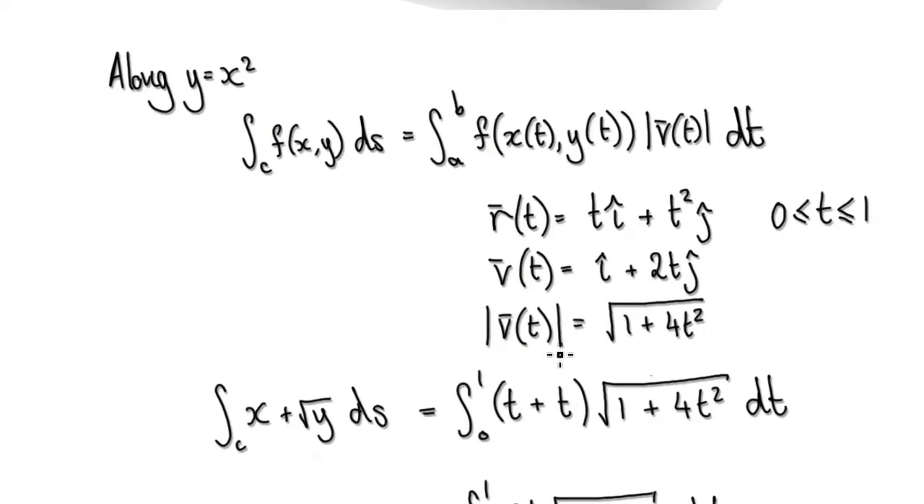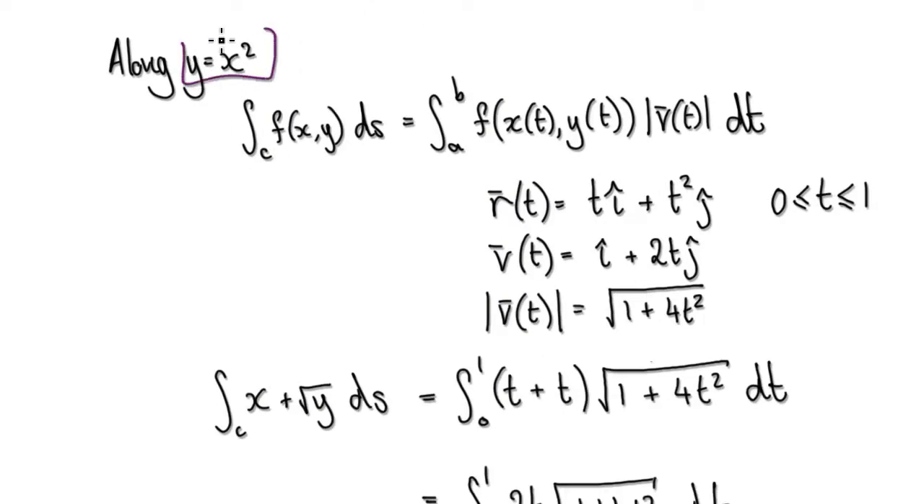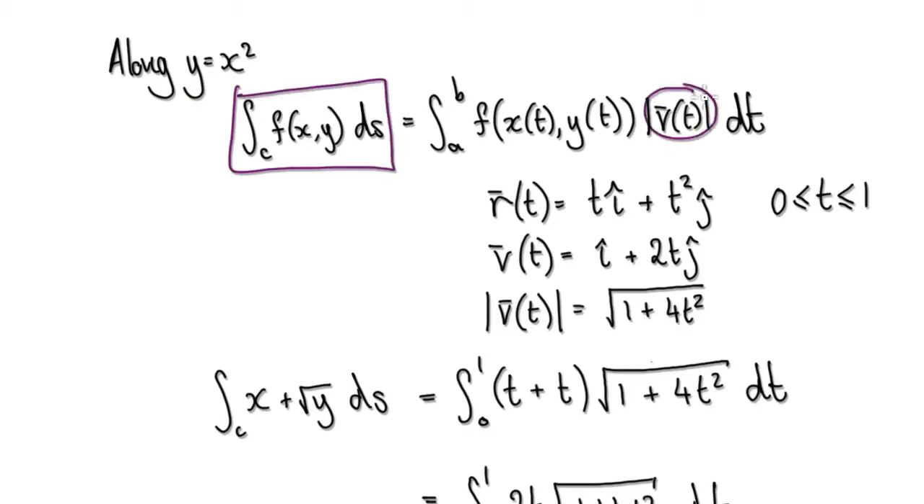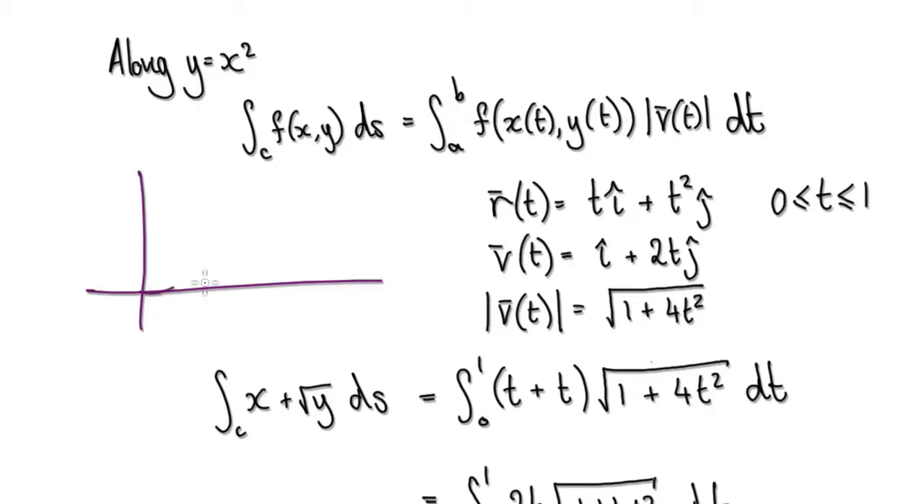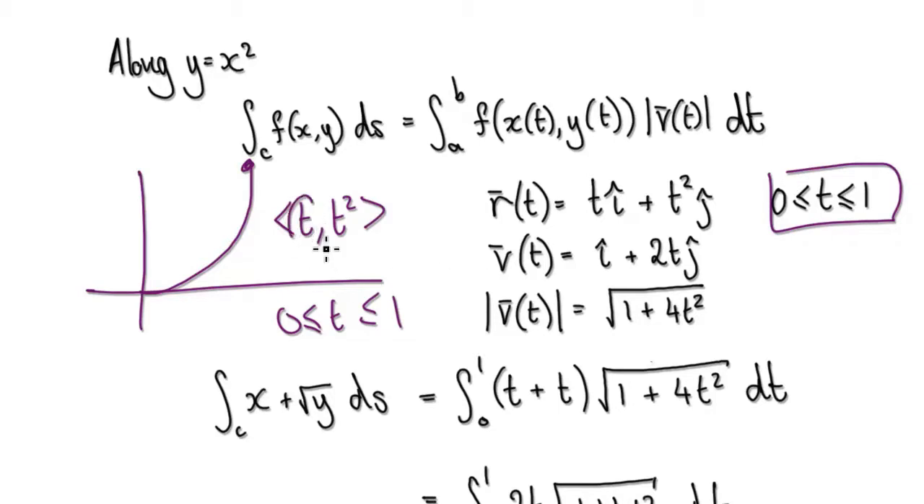So along y equals x squared, this is the formula to work out the line integral. We need to know the speed. So in order to work out the speed, we need the position vector. So if you're trying to drive a particle in a quadratic manner like this, the parametric equations would be t comma t squared, where t is from 0 to 1. The position vector would be t, and then in the y direction it would be t squared.